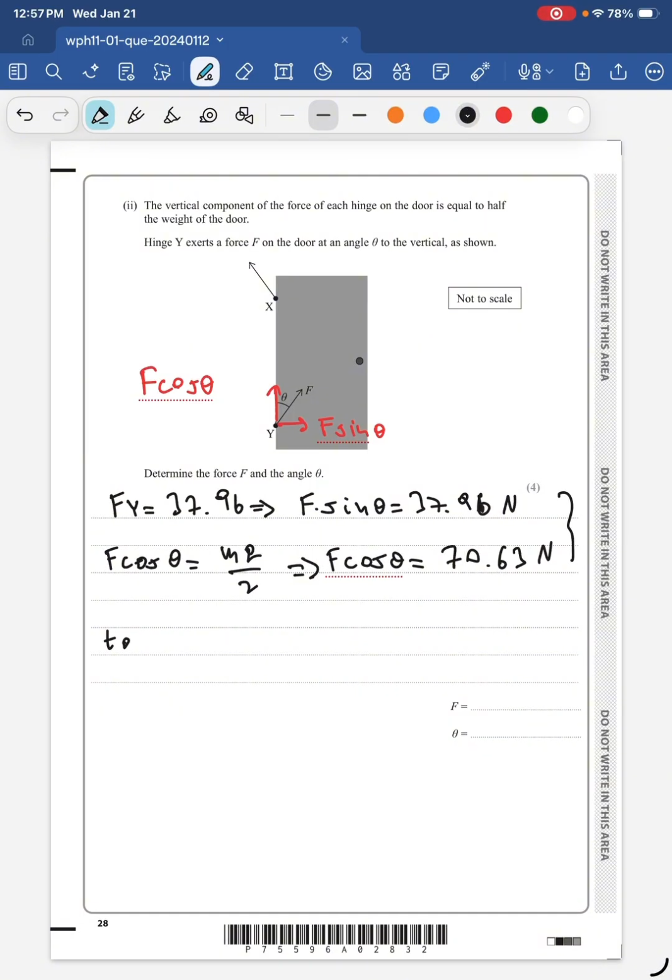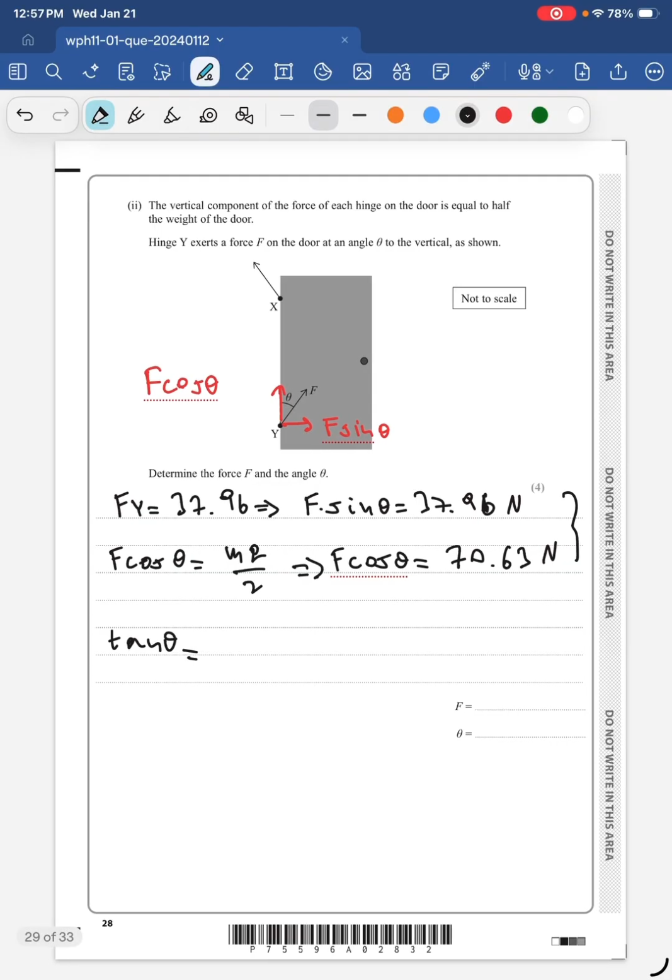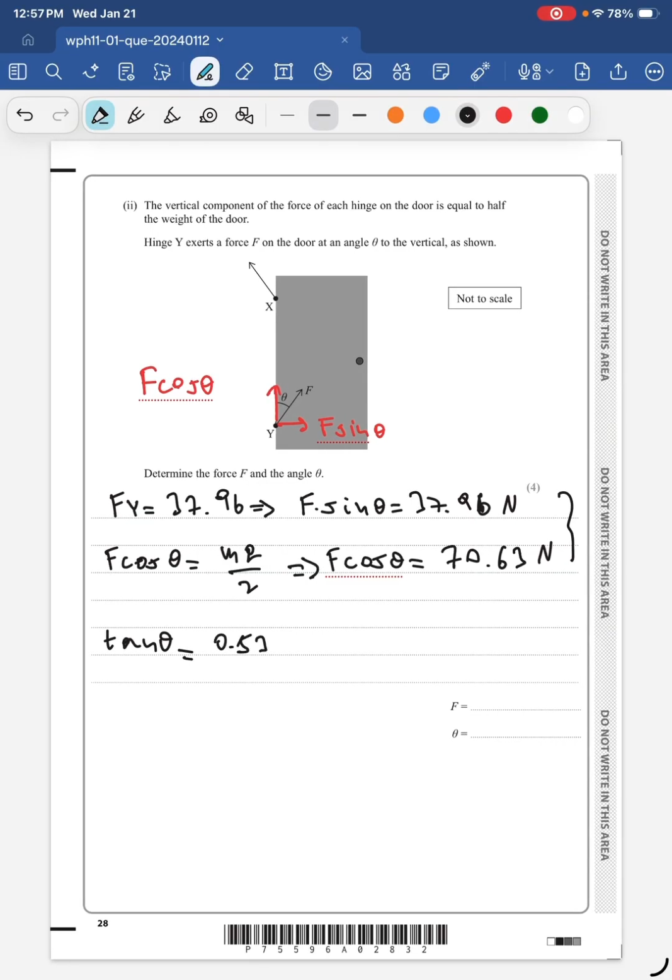If we divide them, we find that tangent of theta is equal to 0.537. So theta is 28.3 degrees. And then F, we can use any of the two equations. Let's use the first one, 37.96 over sine of 28.3 yields 80.2 newtons, and that's the answer.